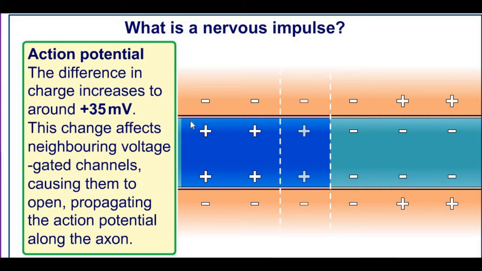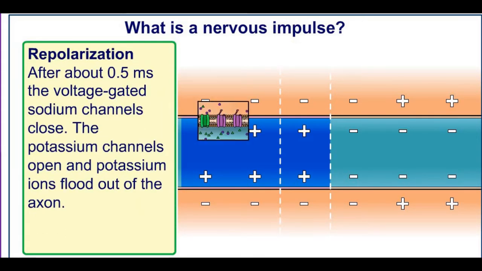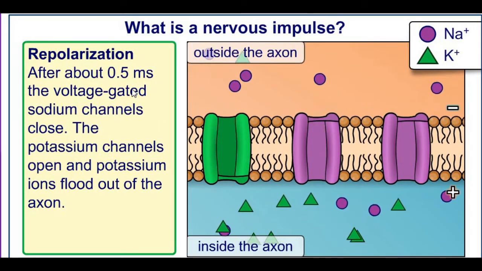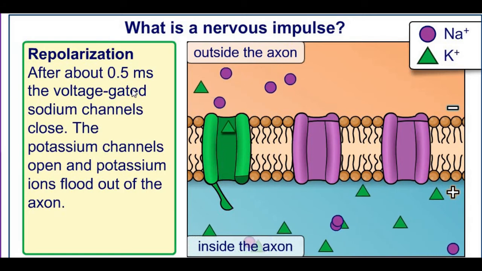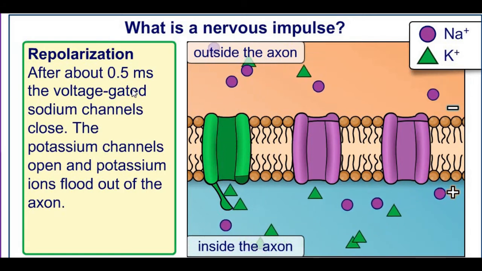Okay. Now when this happens, this kind of causes a wave. As the voltage gated channels here start to open, they're going to cause the sodium to rush in, and that's going to cause the next one to open, and the next one, and the next one. This continuous changing of the potential difference across the cell membrane is going to cause the next set of voltage gated channels to open. It's really very quick, as you can see, 0.5 milliseconds. So, first step was depolarization, sodium moved in.